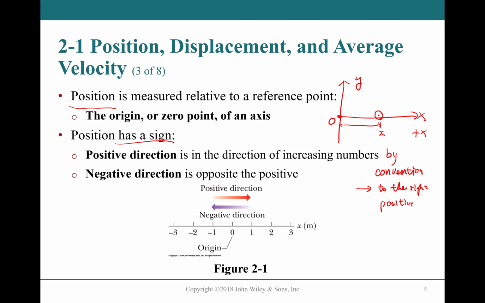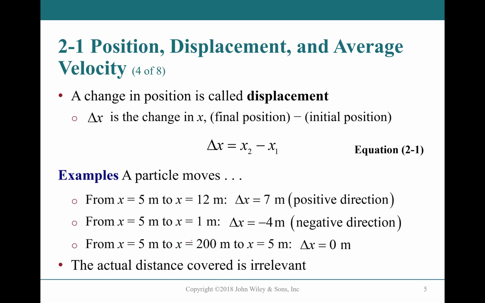And of course, negative direction is the opposite of positive. So if the object is here, then the position of the object is positive 2. And if the object is here, the position of the object will be negative 2. Okay, so it's very easy to define position.